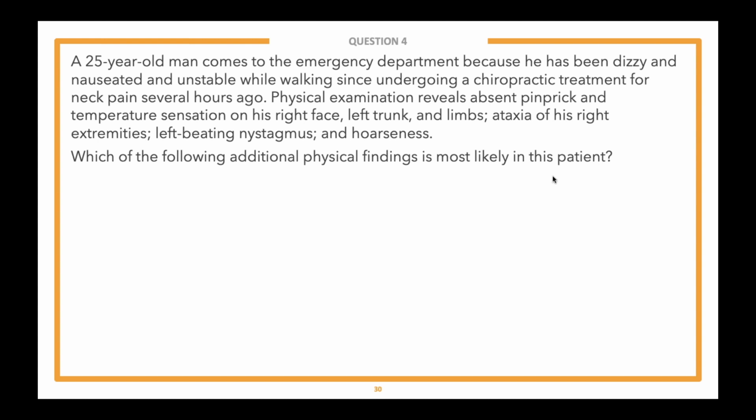A 25-year-old man comes to the emergency department because he has been dizzy and nauseated and unstable while walking since undergoing a chiropractic treatment for neck pain several hours ago. Physical examination reveals absent pinprick and temperature sensation on his right face, left trunk, and limbs. Ataxia of his right extremities, left beating nystagmus, and hoarseness. Which of the following additional physical findings is most likely in this patient?